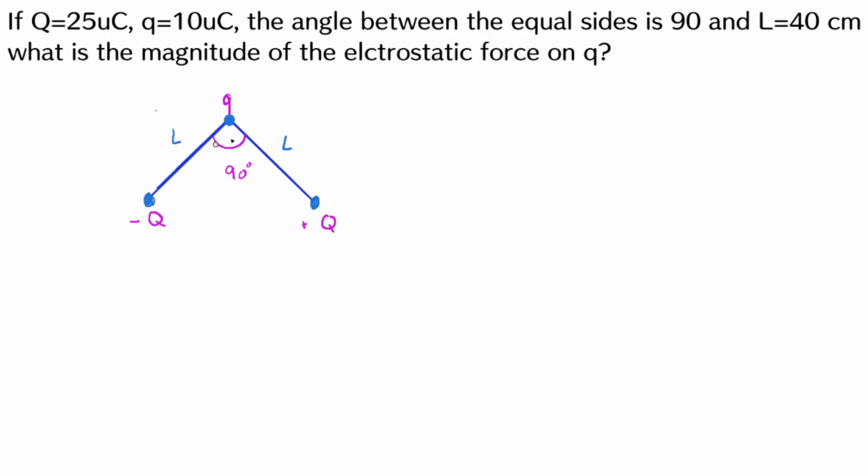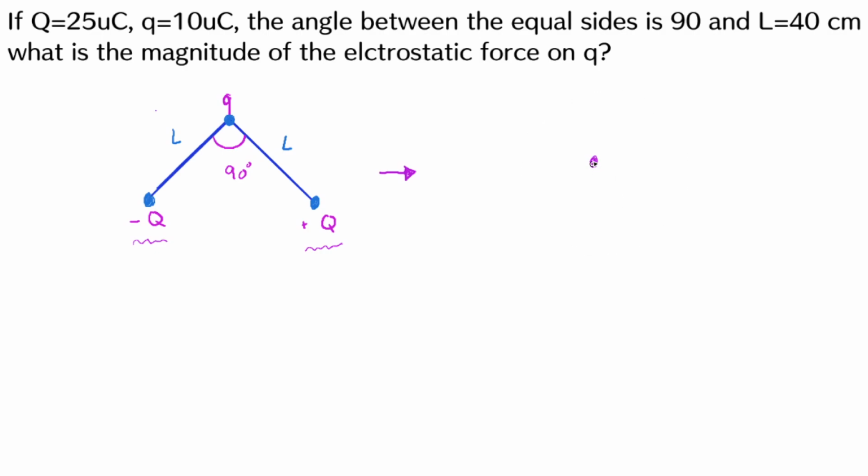Here we have L, and we have L on both sides. They're the same length, 40 centimeters. The only difference between the two sides is that this one is negative and this one is positive. So let's just see what this means for the electrostatic force way up here on little q.